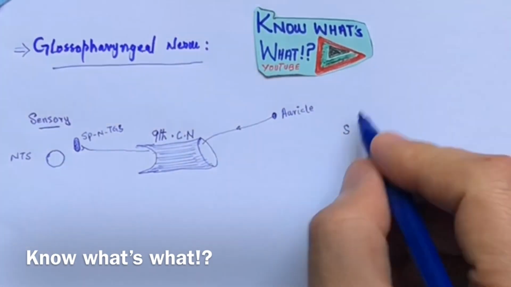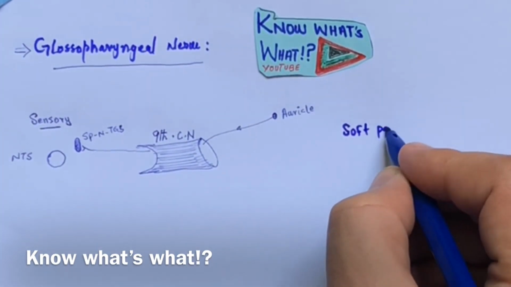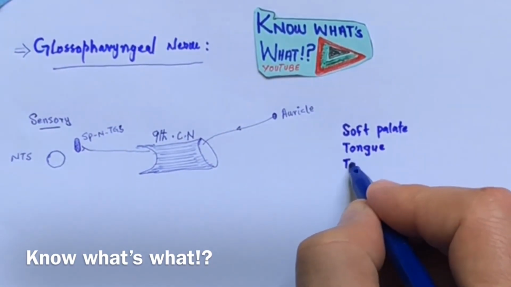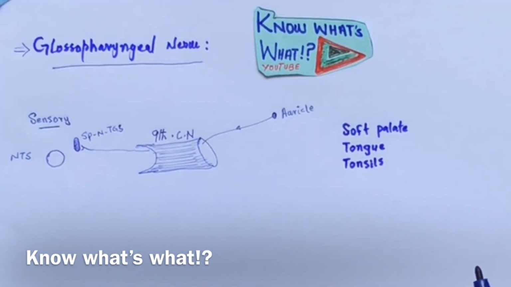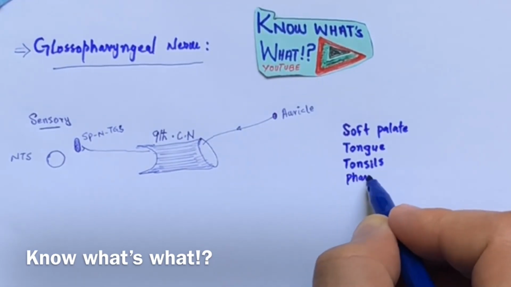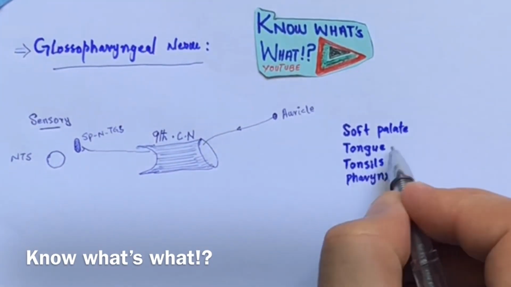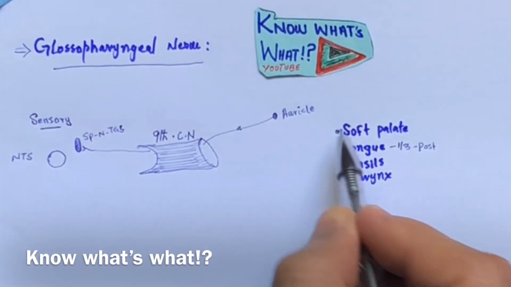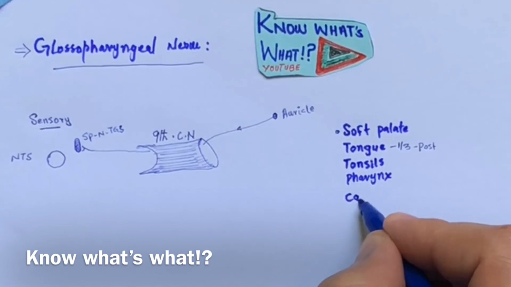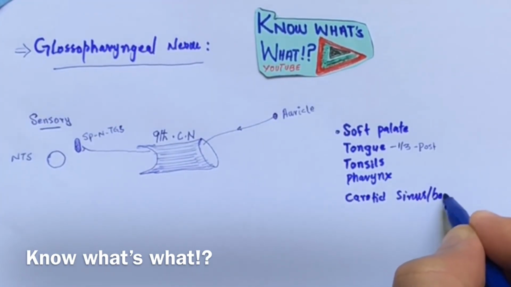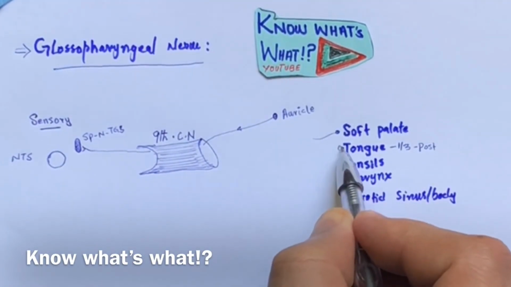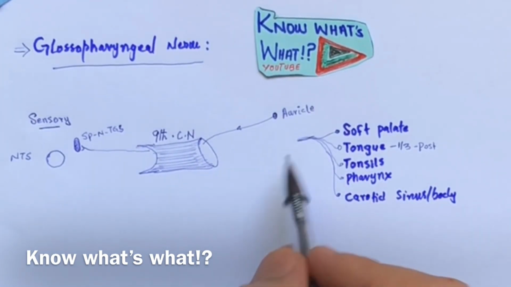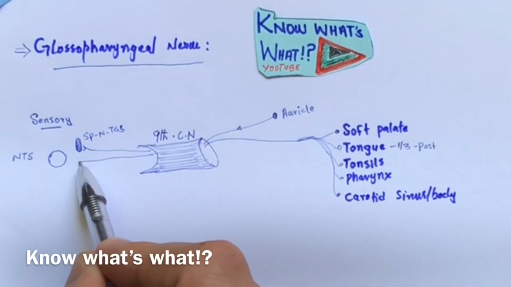It receives the sensation from the different parts of the mouth or the oral cavity, like the soft palate, the tongue, the tonsils, and the associated areas of the pharynx. From the posterior 1/3 of the tongue, the different sensation will go through to the nucleus tractus solitarius, and as well from the carotid sinus, right? So the sensation from these areas will go through the ninth cranial nerve to reach the nucleus of tractus solitarius and supply the lower part of this nucleus.